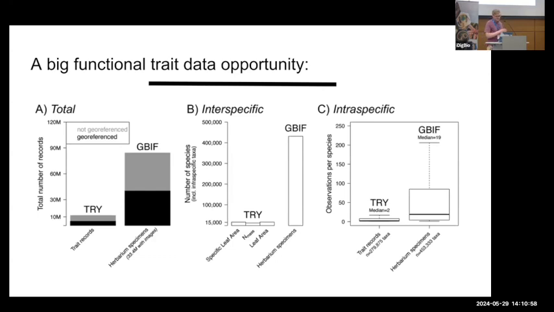And then thinking intra-specifically within plant species, here showing the number of observations per species, so this within-species replication. In TRY, the median is about 2. Whereas we know that with herbarium specimens, even within a given collection, we oftentimes have many, many representatives of the same species, perhaps even collected in the same location or nearby. So the take home here is there's a big opportunity to fill the gaps in the TRY trait database.